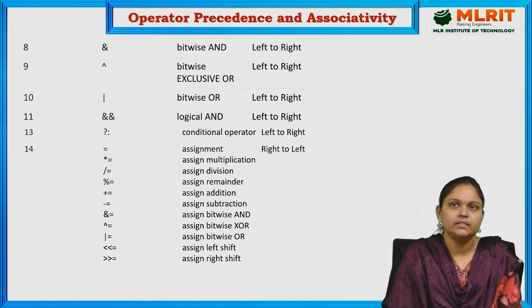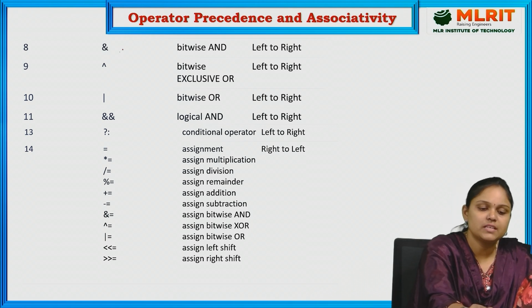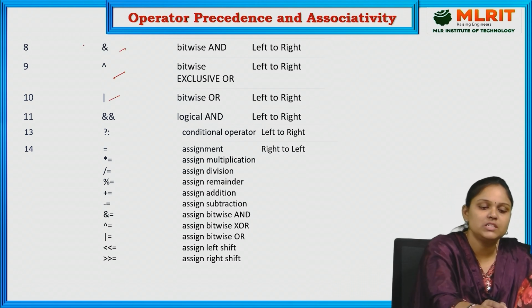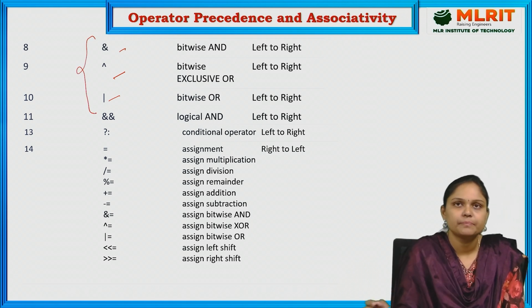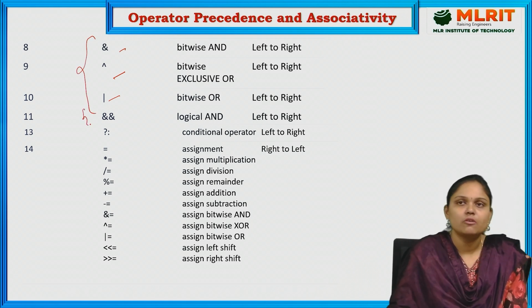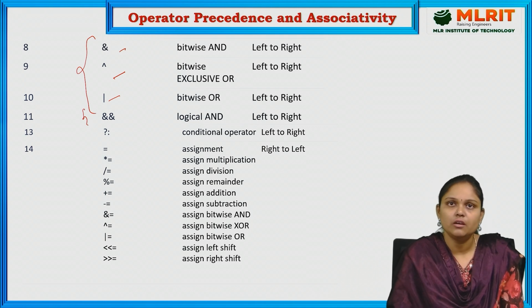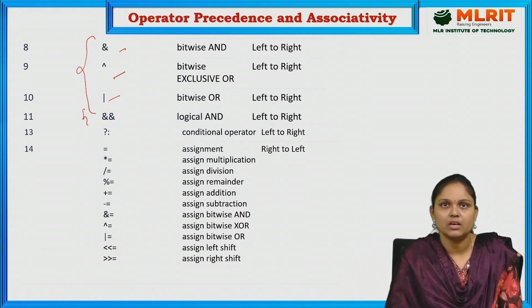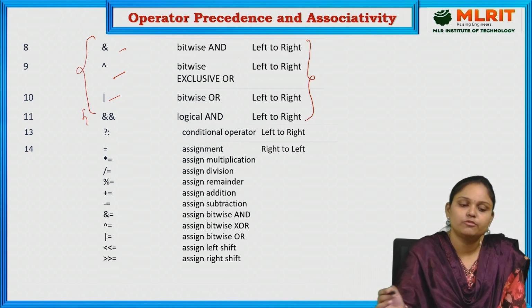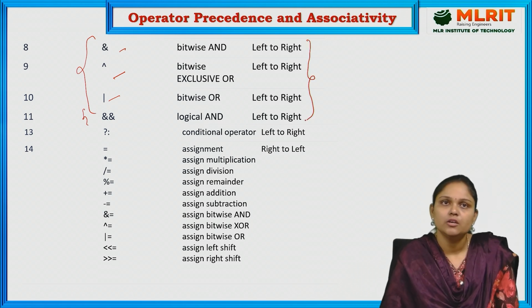And in the 8th priority, we have bitwise AND, bitwise exclusive OR, and bitwise OR. All these are bitwise operators. And the next one is logical operators, logical AND and logical OR. For both of these operators the associativity is from left to right. All these are bitwise operators and logical operators.